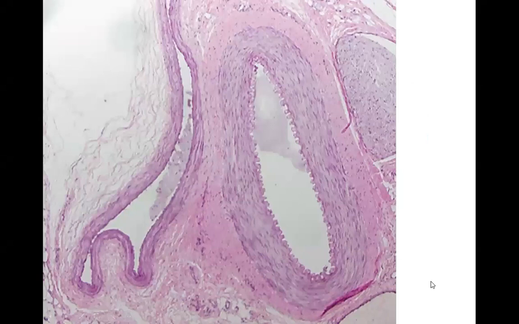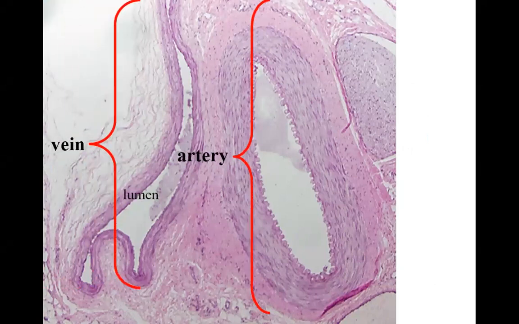Okay, so what you're seeing here is a slide of a cross section of an artery and a vein. And the artery is the one on the right-hand side. The artery is the one that has the thicker wall. Every artery and vein has the same type of structure. There's the artery, there's the vein. The lumen is the middle part, the open part of any vessel where something goes through it.